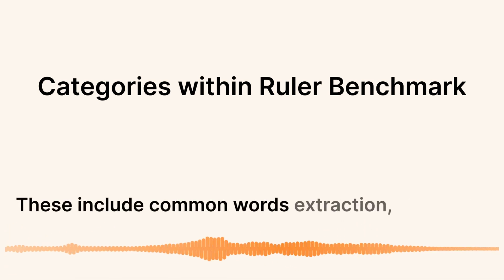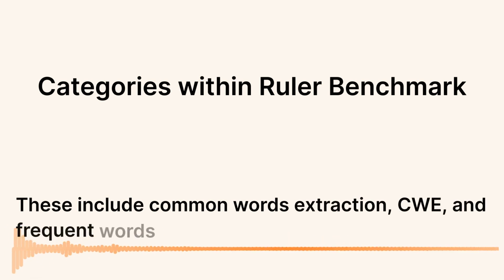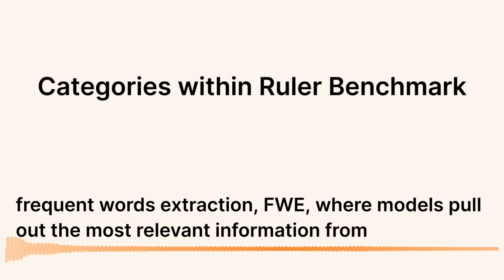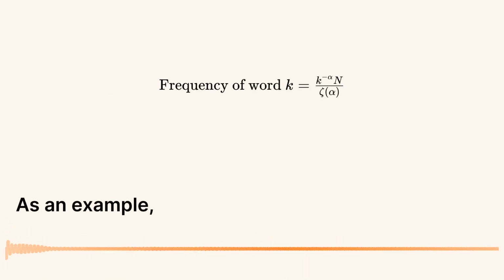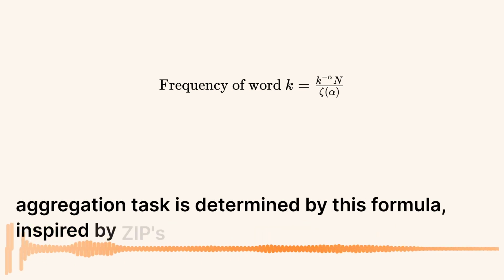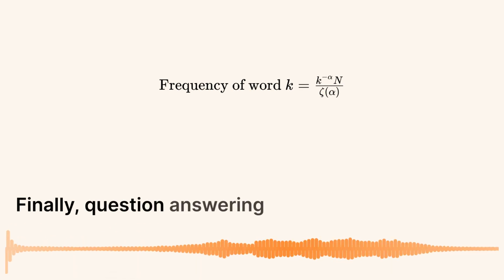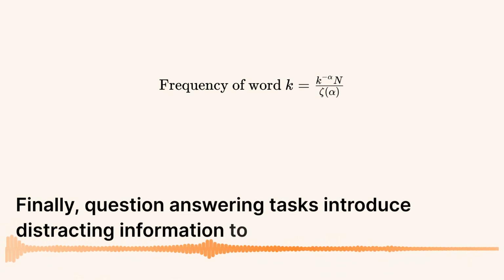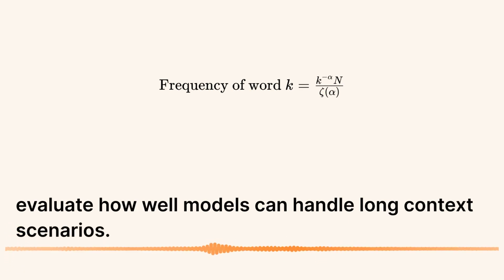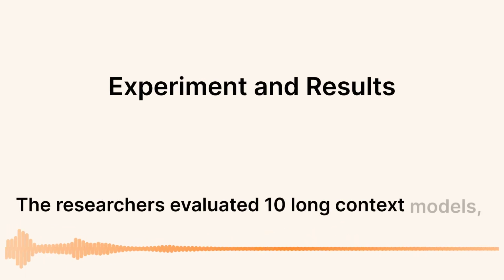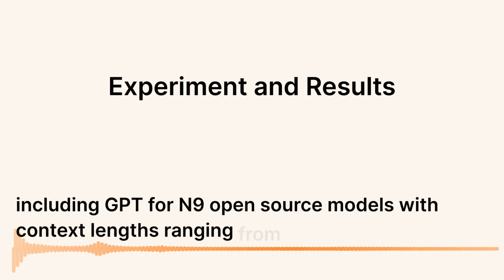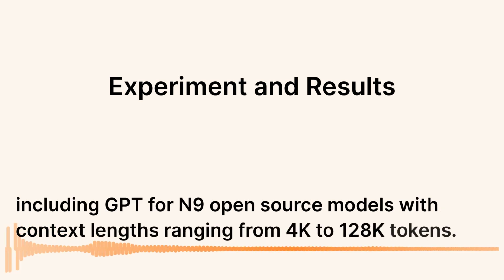These include common words extraction, CWE, and frequent words extraction, FWE, where models pull out the most relevant information from long stretches of text. As an example, the word frequency in the aggregation task is determined by this formula, inspired by Zipf's law. Finally, question-answering tasks introduce distracting information to existing QA datasets to evaluate how well models can handle long context scenarios. The researchers evaluated 10 long context models, including GPT-4 and 9 open-source models with context lengths ranging from 4K to 128K tokens.